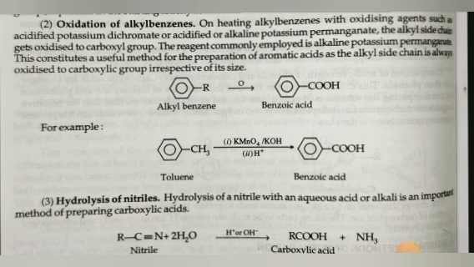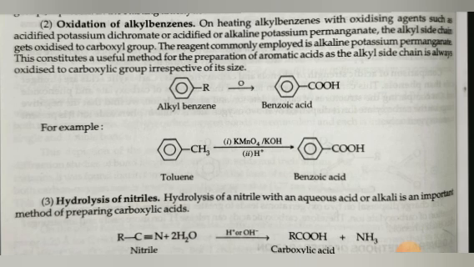The reagent commonly employed is alkaline potassium permanganate. This constitutes a useful method for the preparation of aromatic acid, as the alkyl side chain is always oxidized to the carboxylic group irrespective of its size. For example, alkyl benzene gives rise to benzoic acid on oxidation.